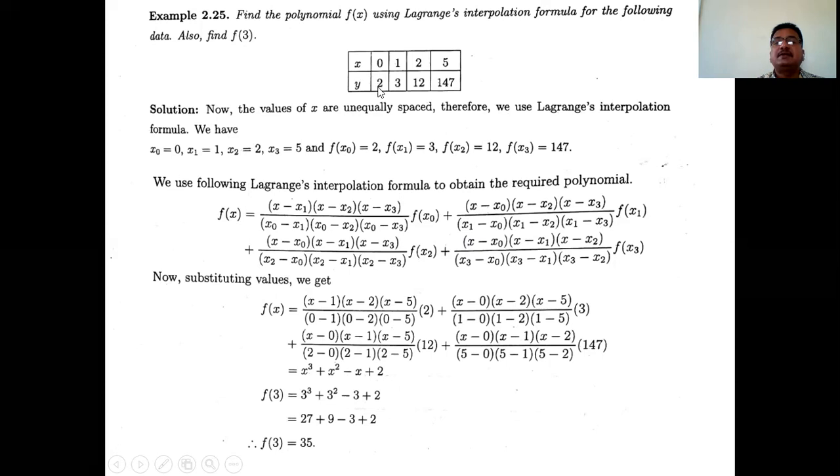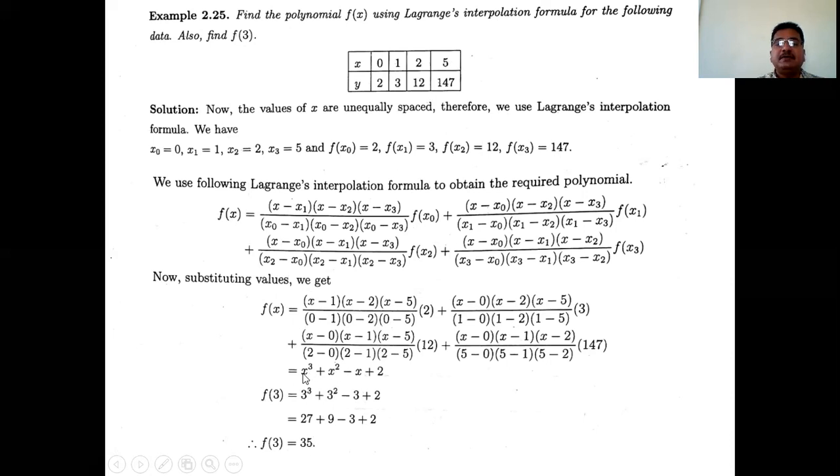This is f of x0. This is f of x1, x2. So these are the values x0, x1, x2, x3, f of x0, f of x1, f of x2, f of x3. And substituting the values, we get this answer. This is the polynomial which fits to this data. If we substitute x is equal to 0, we get the answer 2. If we substitute x is equal to 1 in this polynomial, then we get the answer 3. If we substitute x is equal to 2, then we get the answer 12. If we substitute 5, we get the answer 147.